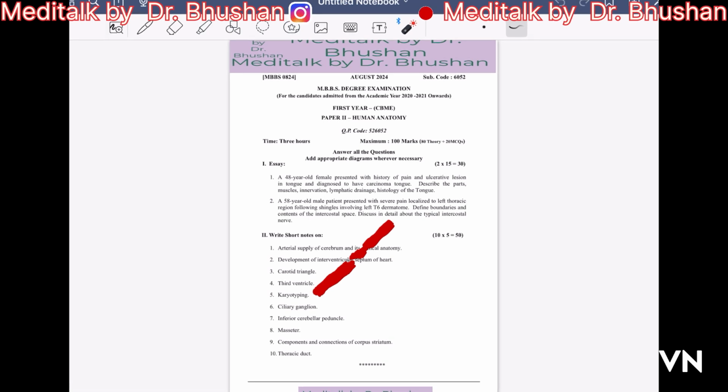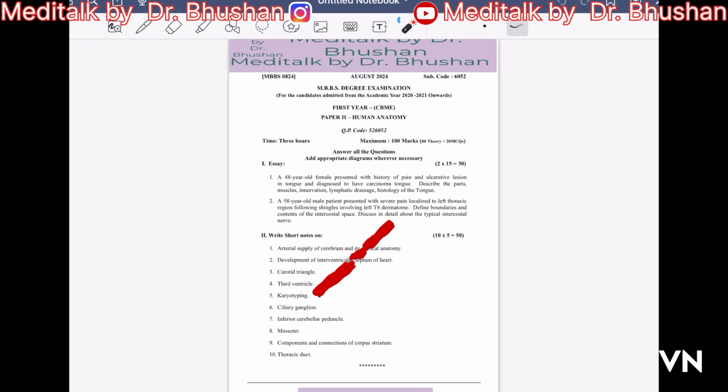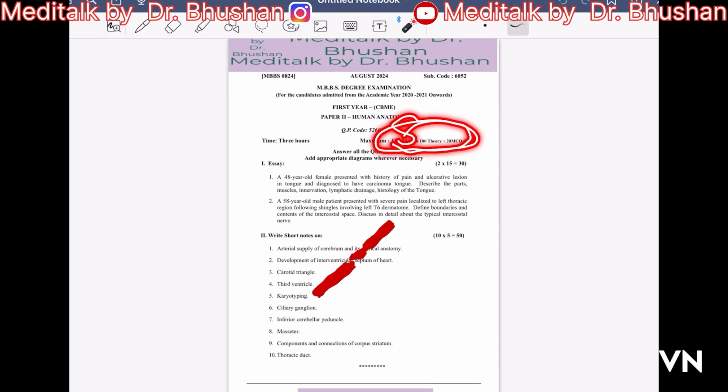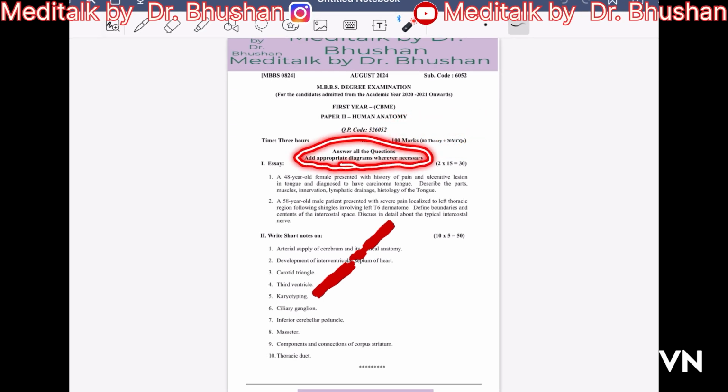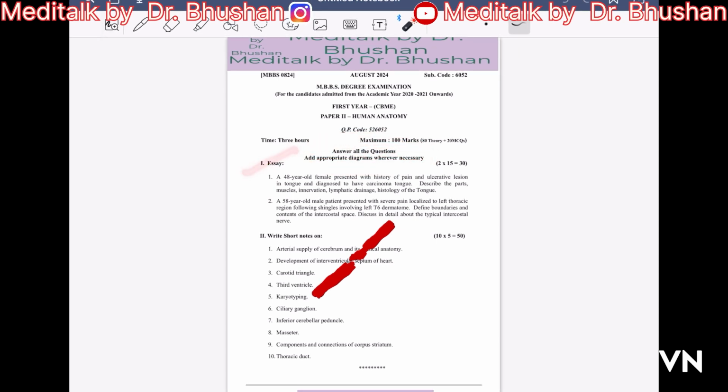This is August 2024. This is a recent paper, Human Anatomy Part 2, first year. There is also the same pattern, 80 theory, 20 MCQ. Add appropriate diagrams whenever necessary. You have to draw diagrams for all the questions. Here is a pattern. Here they add a clinical history.